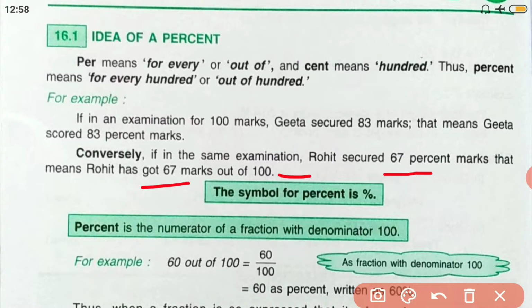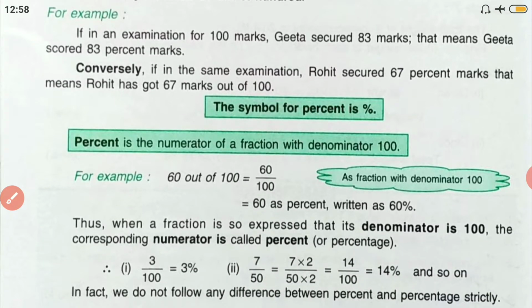So the symbol for percent is this here, right? The symbol for percentage is this. Percent is the numerator of a fraction with denominator 100. For example, 60 out of 100. We can write it as 60 upon 100. That becomes 60%. Right here, that becomes 60%.